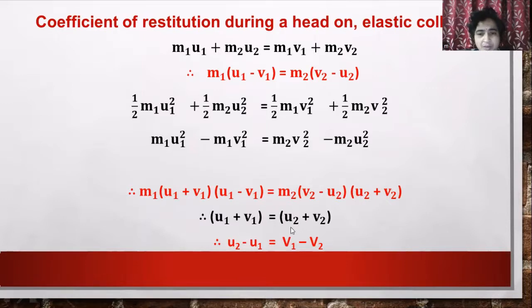Then it will be U1 minus U2, or we can take U1 to this side. See, this U1, if I take to this side, it will be U2 minus U1 here, and V2, if I take to this side, it will be V1 minus V2. So the simplified thing is now U2 minus U1 is equal to V1 minus V2.